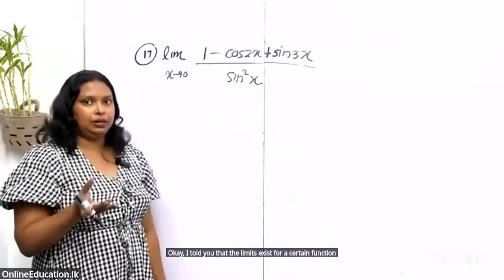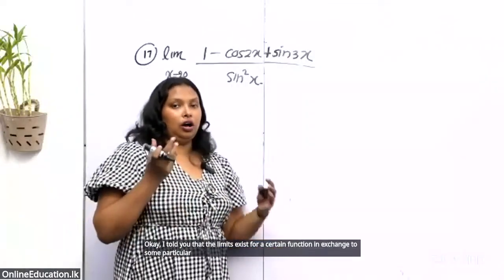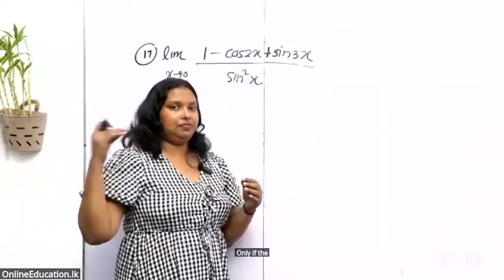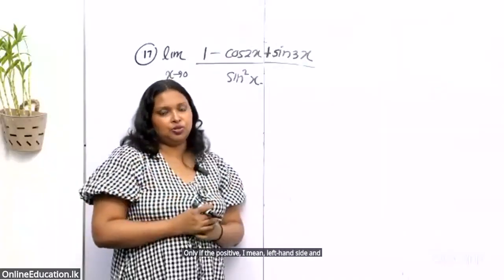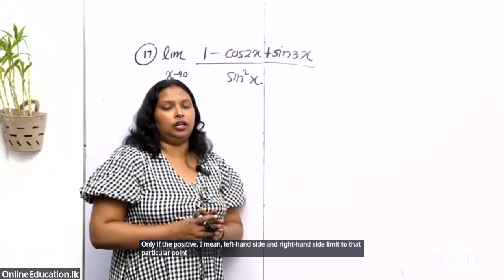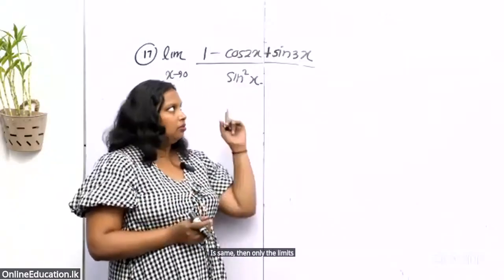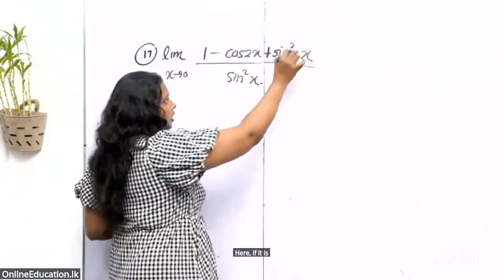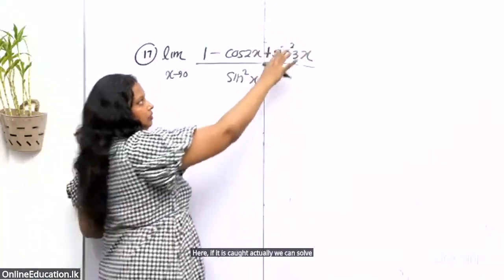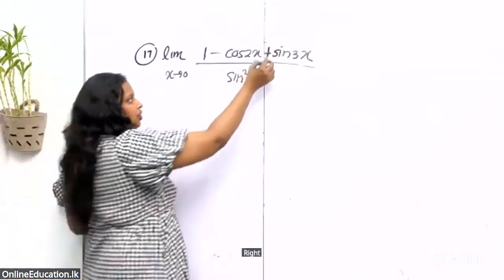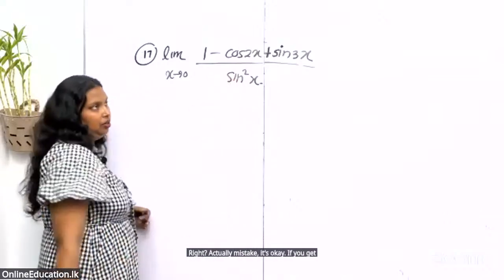When x tends to some particular value, only if the left hand side and right hand side limits at that point are the same, then the limit exists, right? Well, look at this one. Here, if it were squared, we could solve and get an answer, but here we can't get an answer, right? Actually a mistake, it's okay. If you get it this way, I will tell you how to do it.